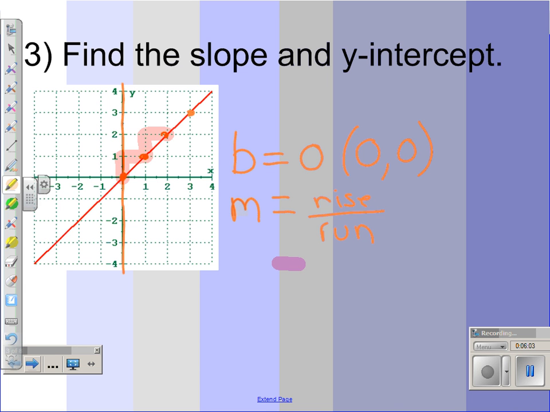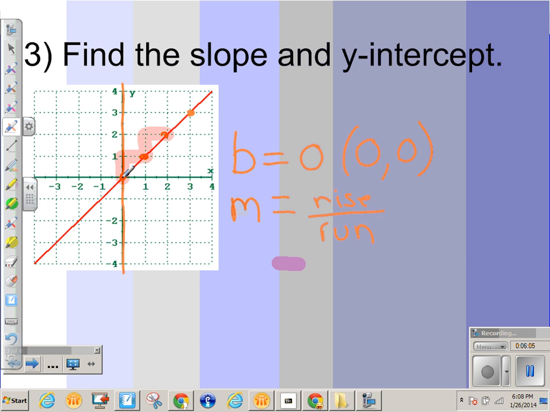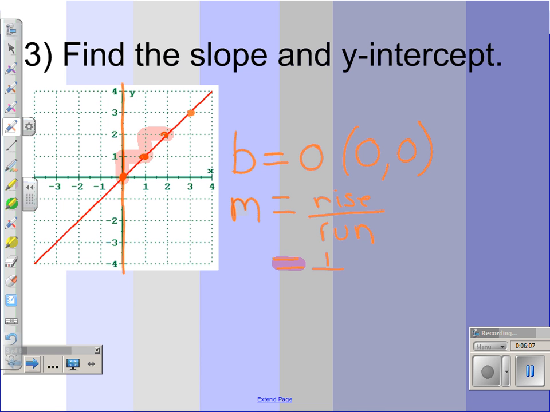So I need to get my orange back out. So we rise 1 and we run 1, much better known as just 1 whole. So the y-intercept can be a point on the line and an ordered pair. The slope is always a rise over run. The slope will never be an ordered pair. It's going to either be an integer or a fraction.